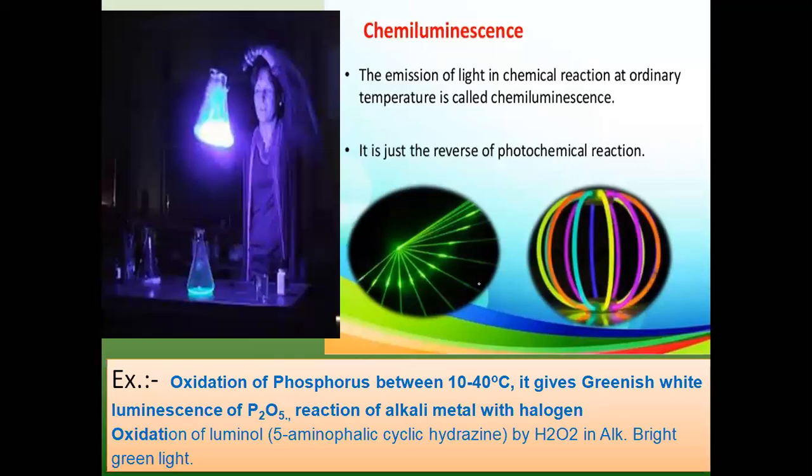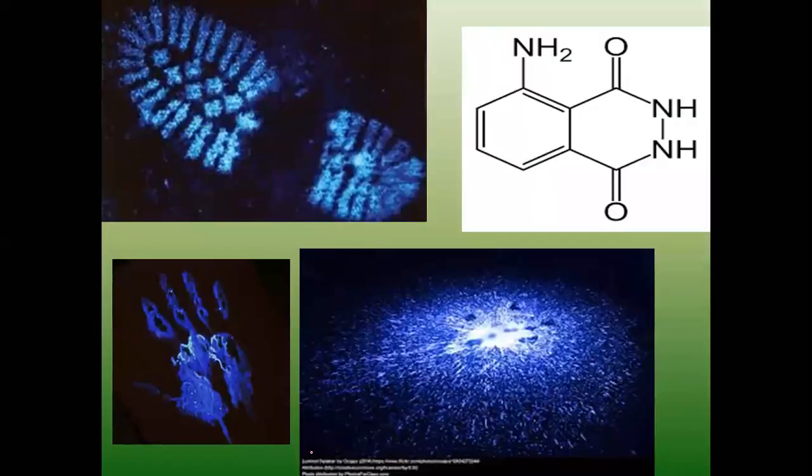Then chemiluminescence, we already studied this concept. In chemical reactions, when some light comes out, it is called a chemiluminescence reaction. The best-known example is the oxidation of phosphorus, which gives luminescence. Then there is luminol, which is used in forensic investigation, as an application in forensic detection.